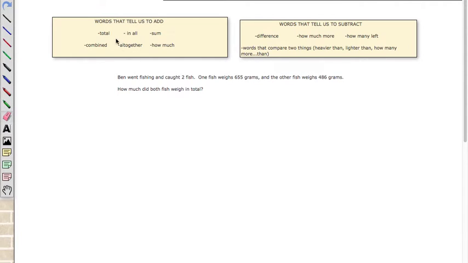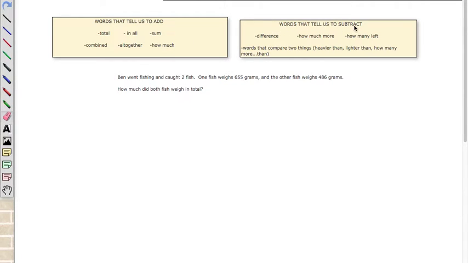So we know that from our notes and our anchor charts in class that there are some words that tell us when to add in a word problem. Some of those words might be the word total, in all, sum, combined, altogether, or how much.